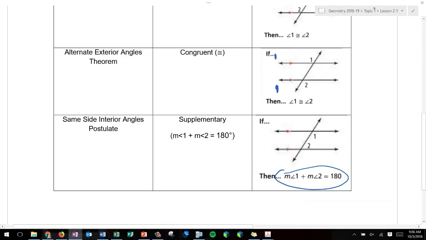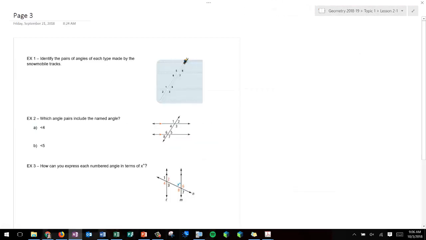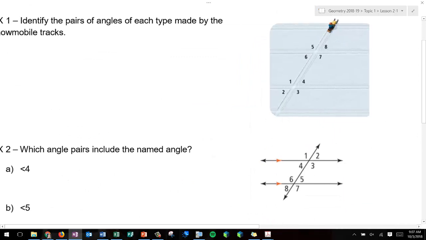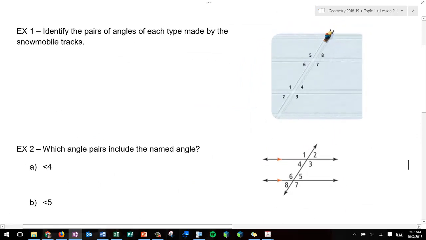So let's take a look at some examples now of how these work. So if we're looking at this picture, they're talking about a snowmobile, and they say identify the pairs of angles of each type made by the snowmobile tracks. So if we were listing out our corresponding, the top left and the top left would go together, so angle 1 and angle 5. I'm sorry, let me switch these just so we have it. It'll be angle 5 and angle 1.